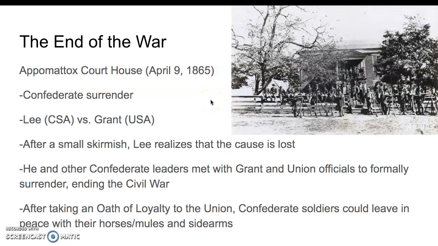The end of the war. Appomattox Courthouse, April 9th, 1865. Resulted in the final Confederate surrender. Once again, Lee versus Grant. After a small skirmish, Lee realizes that the cause is lost. He and the other Confederate leaders meet up with Grant and Union officials to formally surrender, which ends the Civil War. And after taking an oath of loyalty to the Union, Confederate soldiers could leave in peace with their horses and mules and sidearms.